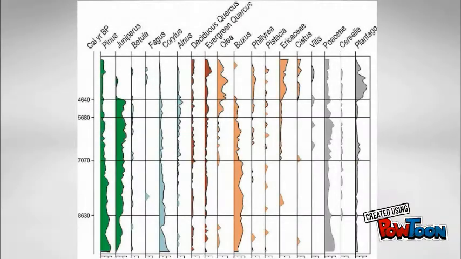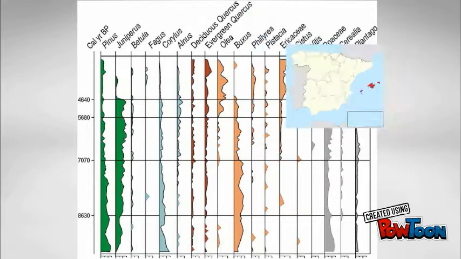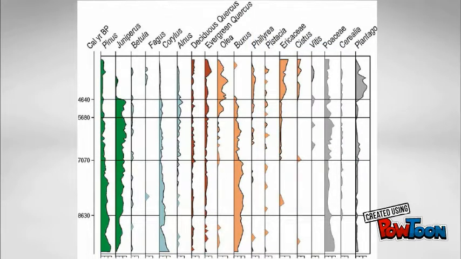To understand pollen, we're going to look at a case study. Here's a diagram of pollen going back about 9,000 years from the Balearic Islands in the Mediterranean Sea off the coast of Spain. You can see how abundant different plant genera were as they changed over time, more ancient at the bottom to more recent towards the top. Some key genera to look at are the Juniperus, Oleae, Buxus, and Ericaceae.